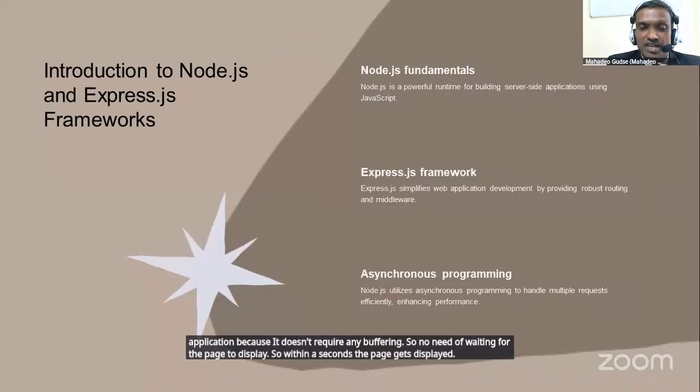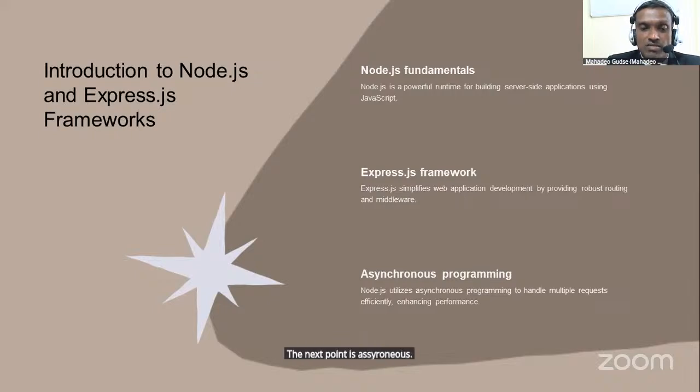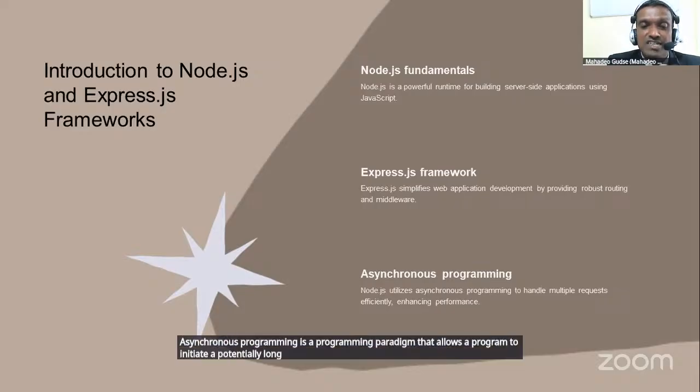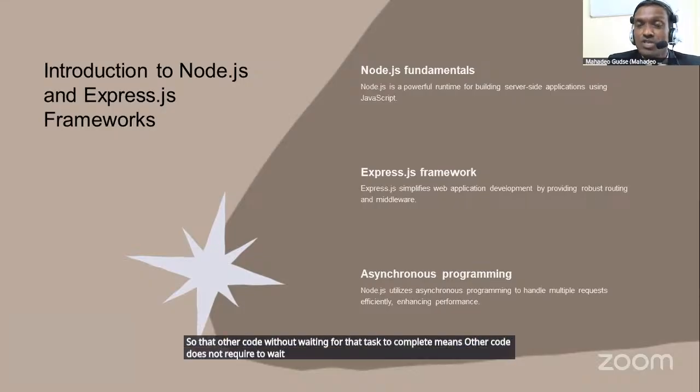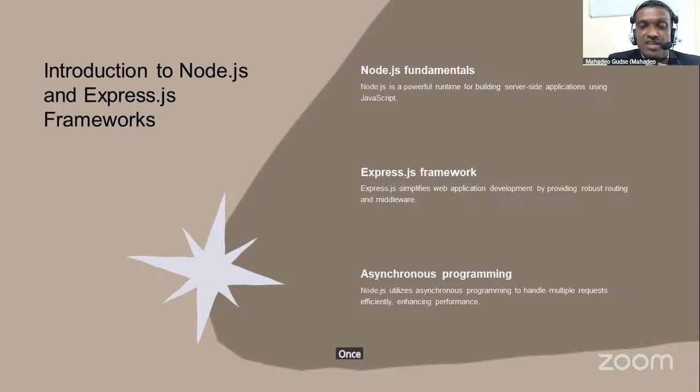The next point is asynchronous programming. Asynchronous programming is a programming paradigm that allows a program to initiate a potentially long-running task and continue execution, so that other code does not need to wait for the task to complete. Once the long-running task is finished, the program is notified and it can then process the result.